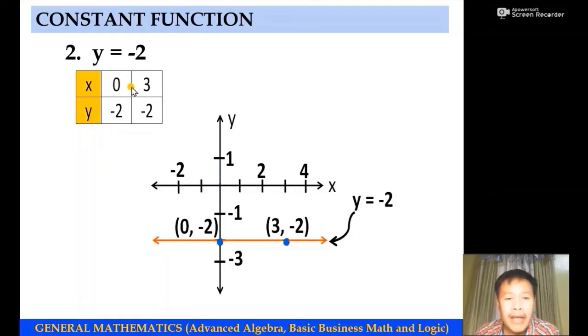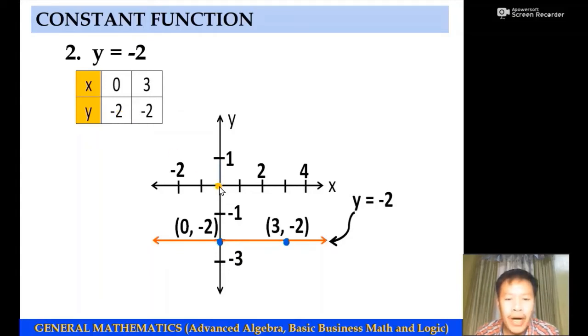Take note, any value of x assigned to it, our y remains constant at negative 2, which is not 3. Take note, whatever the constant value in our constant function, that is automatically the value of y. Now, if x is equal to 0, our y is negative 2. Where is that? Since our x is 0, don't move to the left, don't move to the right. Just proceed automatically with the given value of y.